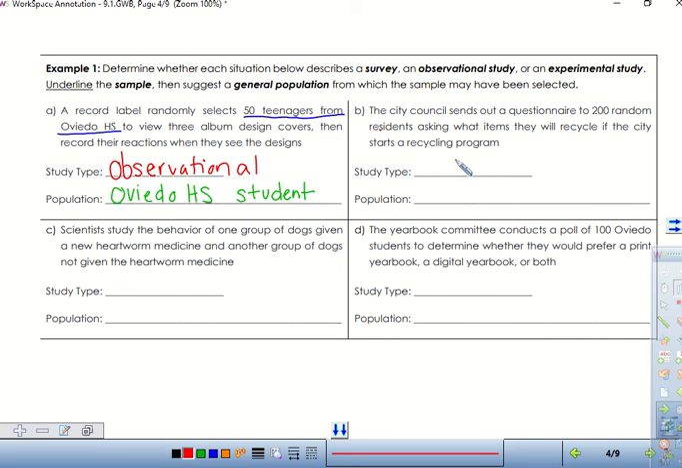So what type of study would this be? Experimental. Survey. Good. So we're not taking one group, giving them one thing, and then the other group not receiving a placebo. This is simply a survey. A questionnaire is just another name for a survey. And then we'll underline the sample, which is 200 random residents of a city. I'll just say of a city, okay? And what would be the larger population here? The city. Yeah, the city residents, right? So that would be the city residents.